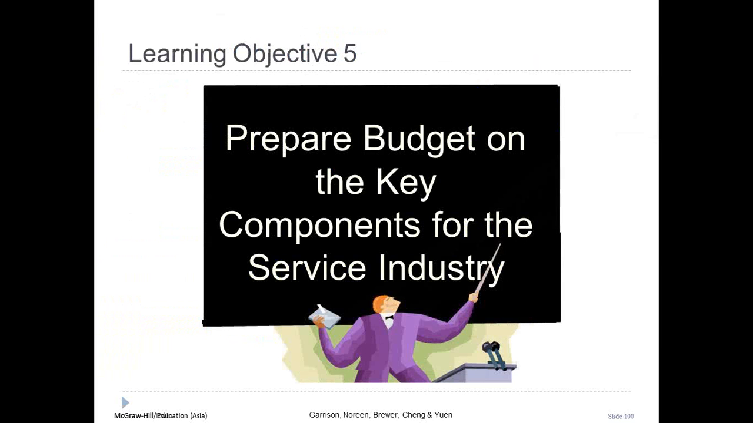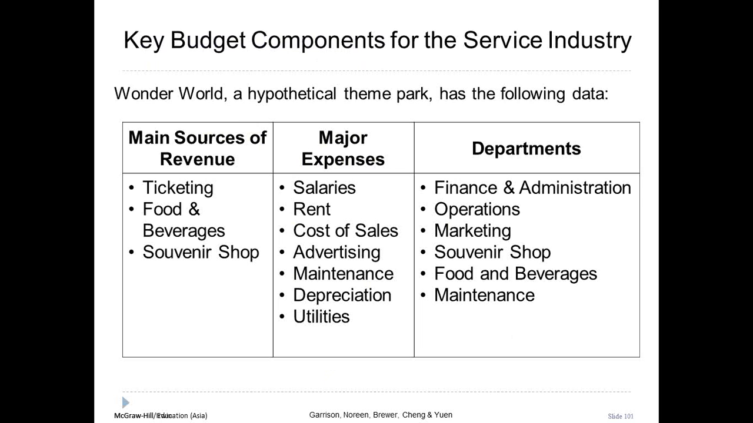So let's prepare a budget on the key components in the service industry. This section illustrates the essential aspects of budgeting for, say, a theme park like Disney. We'll call it Wonder World, a theme park which has some mechanical rides, an aquarium, and a dolphin pool. On average, about 1 million visitors, including locals and tourists, are attracted to the theme park annually.